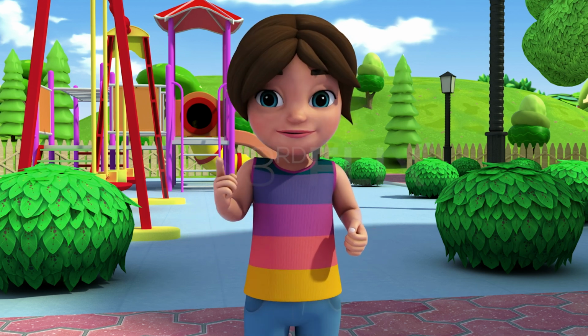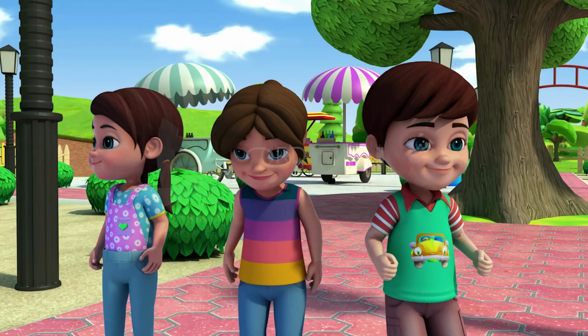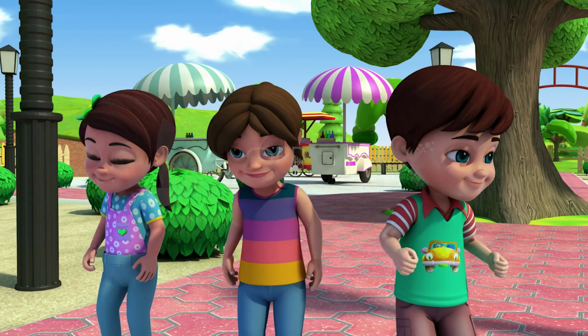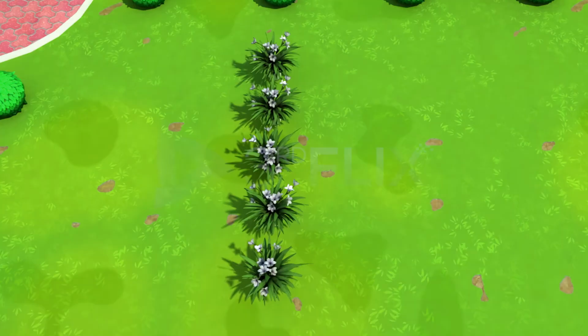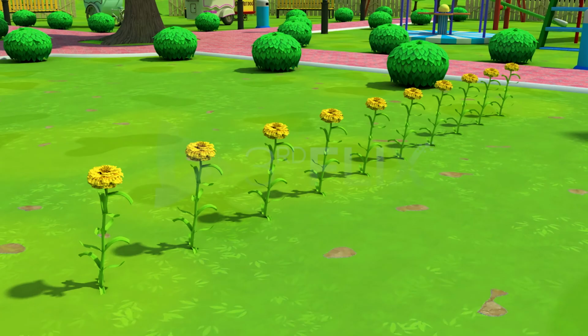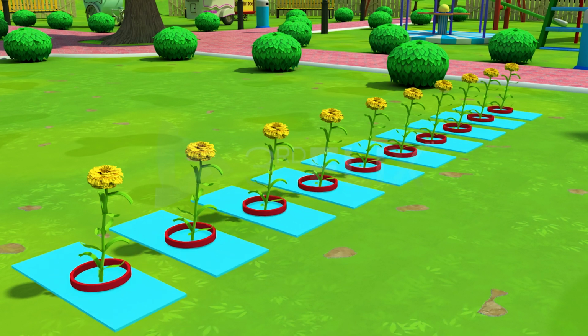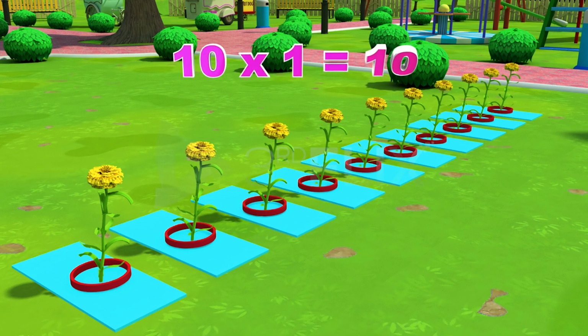Multiplication with 1. Julia and her mates went further. They saw an arrangement of lily plants. There were 5 rows with 1 plant in each row. 5 into 1 is equal to 5. Marigold plants. There were 10 rows with 1 plant in each row. 10 into 1 is equal to 10.